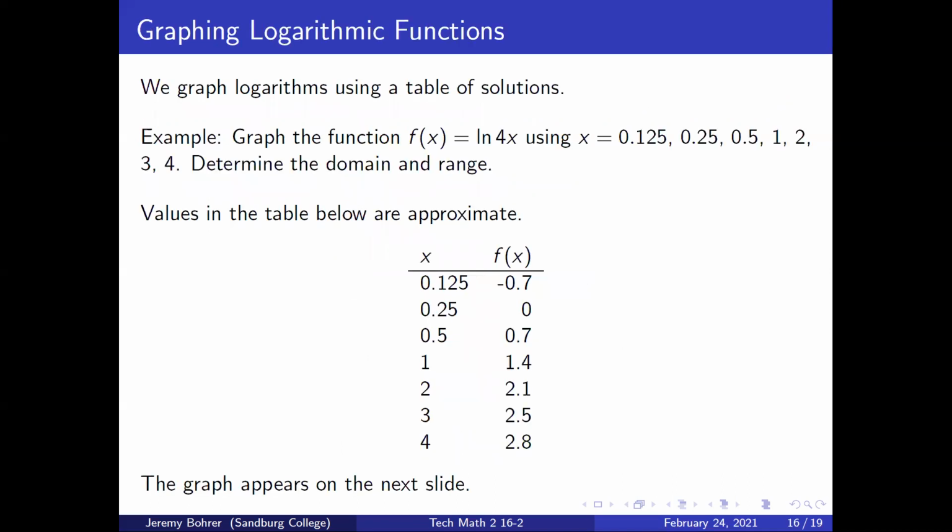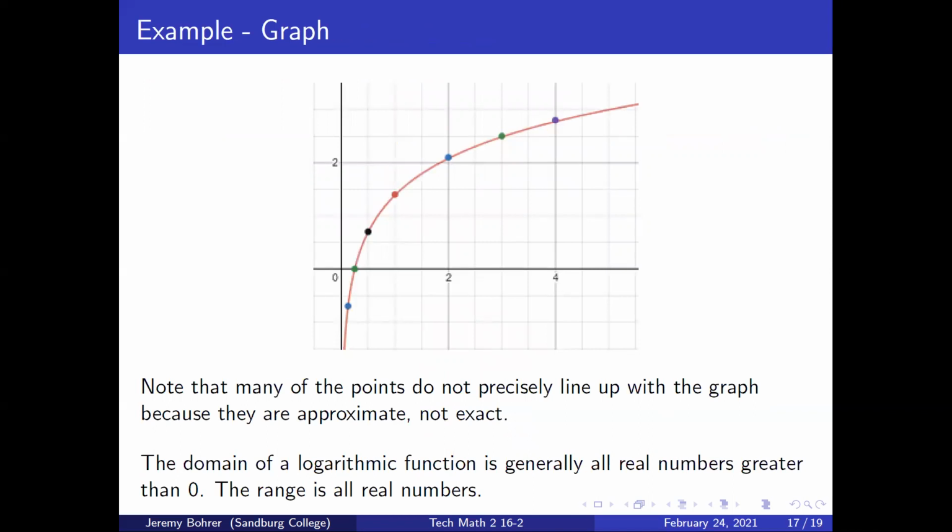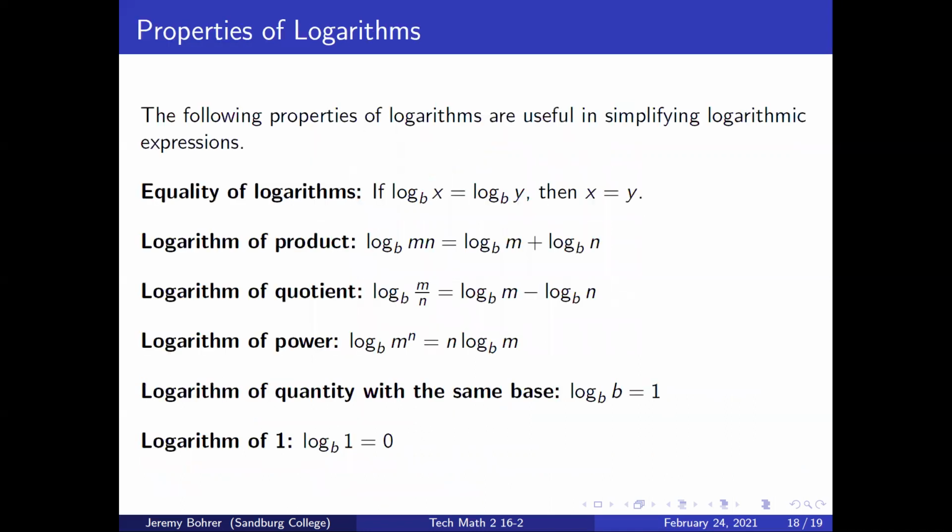We graph logarithms using a table of solutions. For example, graph the function f of x equals the natural log of 4x using x equals 0.125, 0.25, 0.5, 1, 2, 3, and 4, and determine the domain and range. Values in the table below are approximate. I'm not going to go through all the values, but those are the points that we get from this. The graph appears on the next slide. Note that many of the points do not precisely line up with the graph because they are approximate, not exact. The domain of a logarithmic function is generally all real numbers greater than 0. The range is all real numbers.